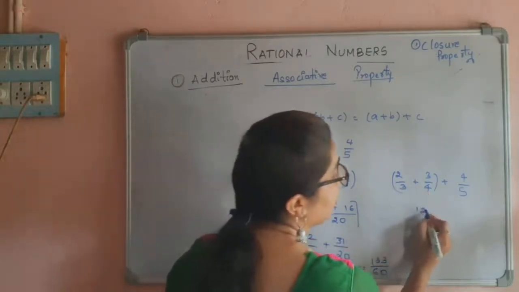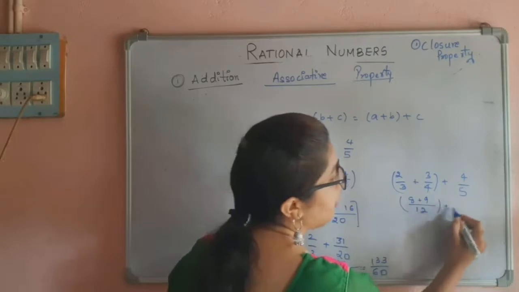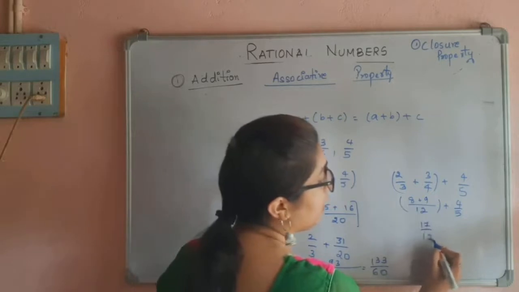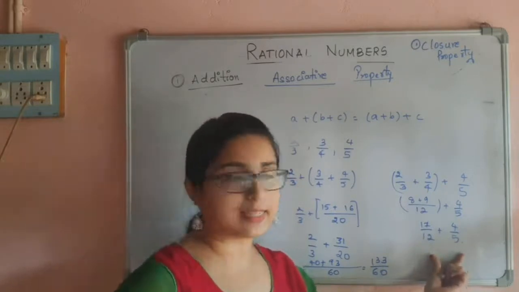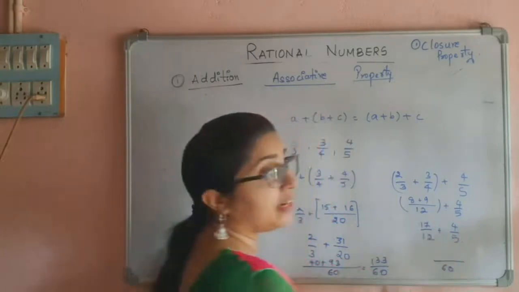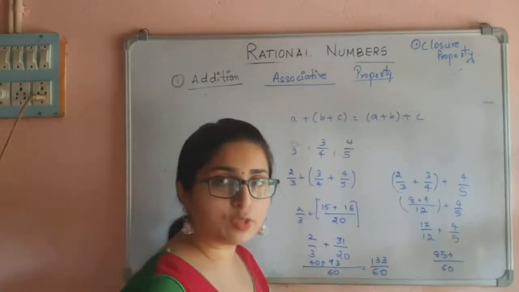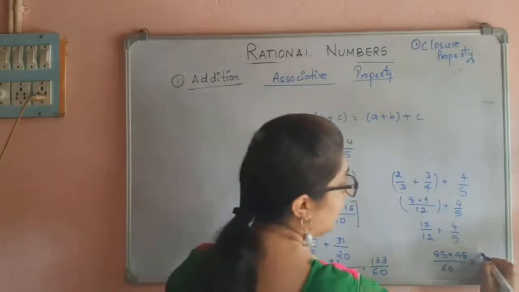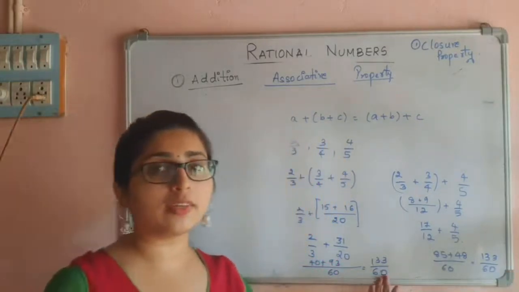Now let us see the other side. 3 fours are 12, and again cross multiplying: 2 fours are 8, 3 threes are 9. So 8 plus 9 is 17. So 17 divided by 12 plus 4 divided by 5. The LCM of 12 and 5 is 60, 12 into 5 is 60. Then cross multiply. 17 into 5 gives you 85, and 12 into 4 gives you 48. So when you add these two, you will get 133 divided by 60.